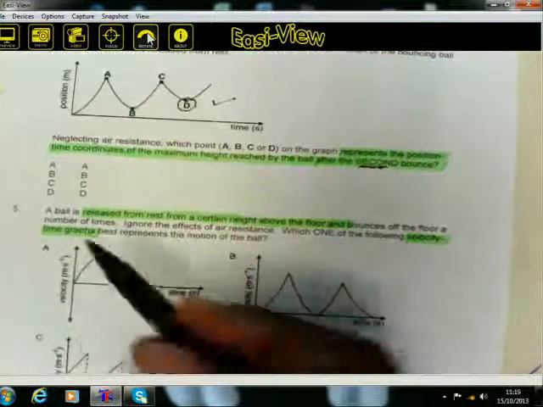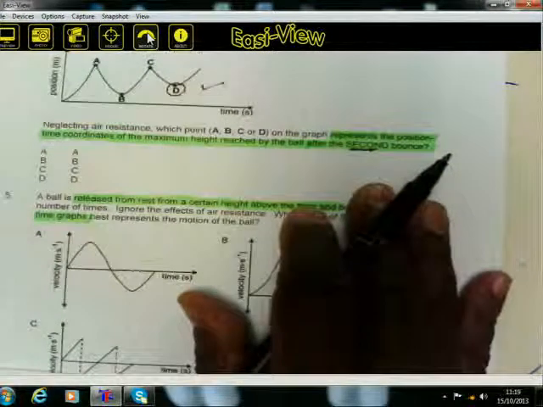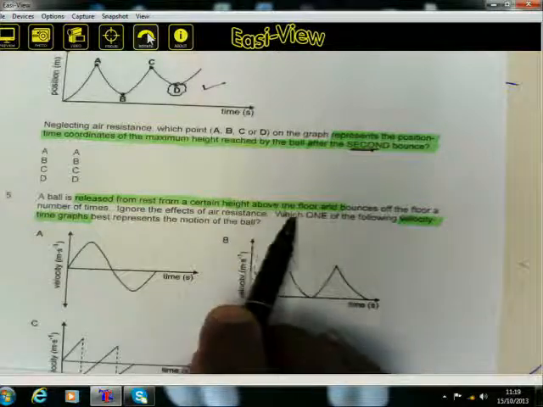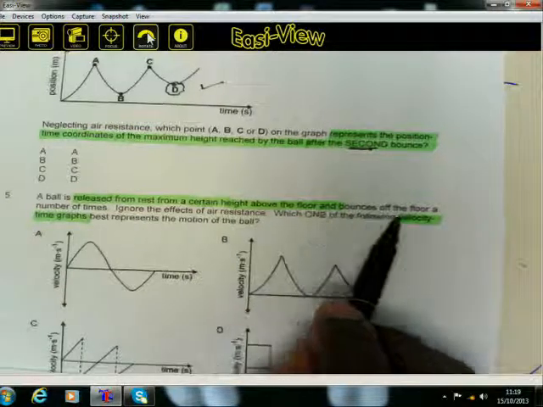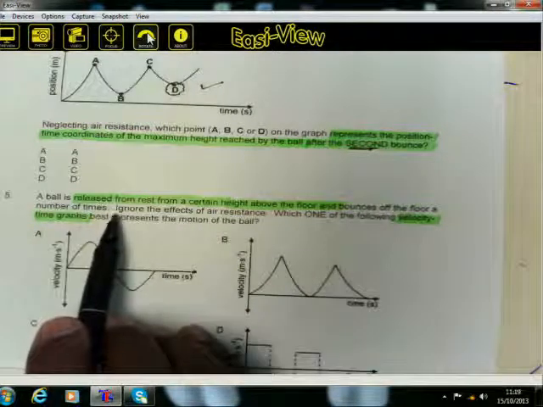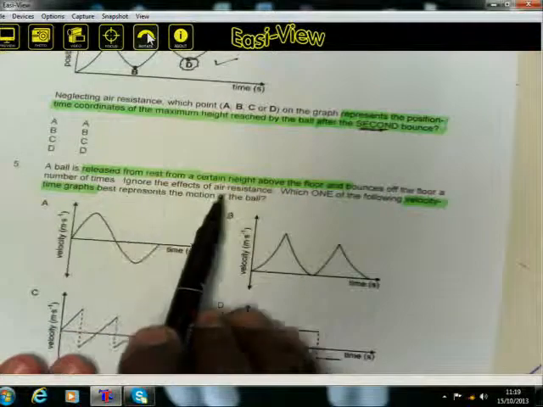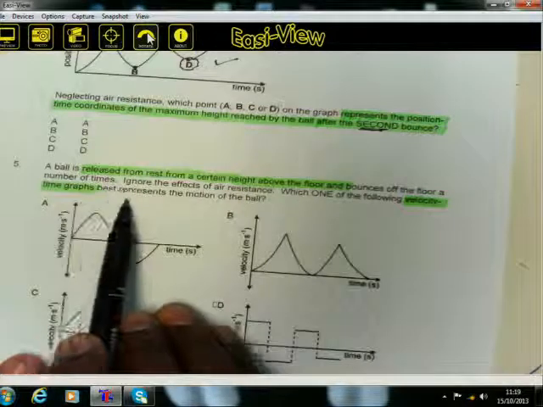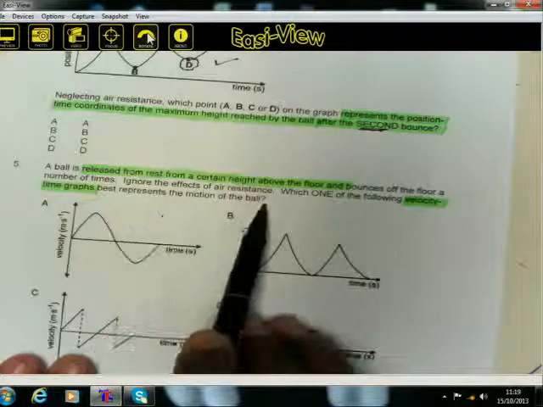Let's look at the next question. A ball is released from rest from a certain height above the floor and bounces off the floor a number of times. So it bounces off the floor. This is similar to that one. It's a bouncing ball. They say ignore the effects of air resistance. Then they say which one of the following velocity time graphs best represents the motion of the ball.